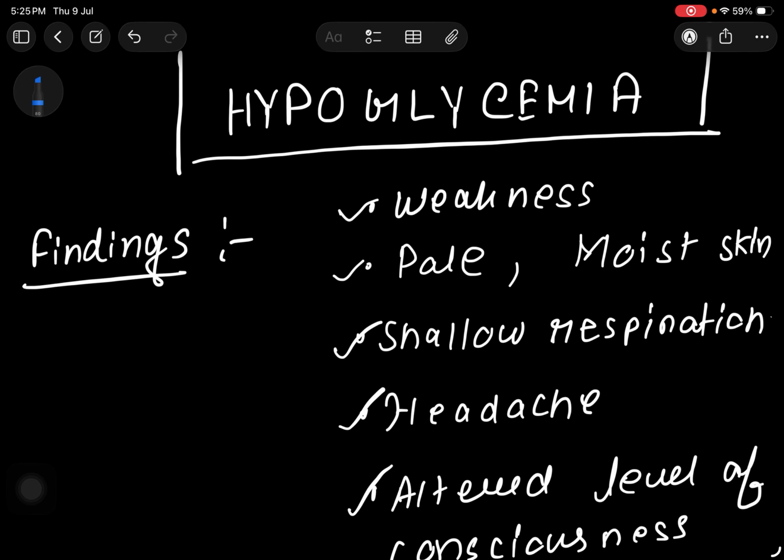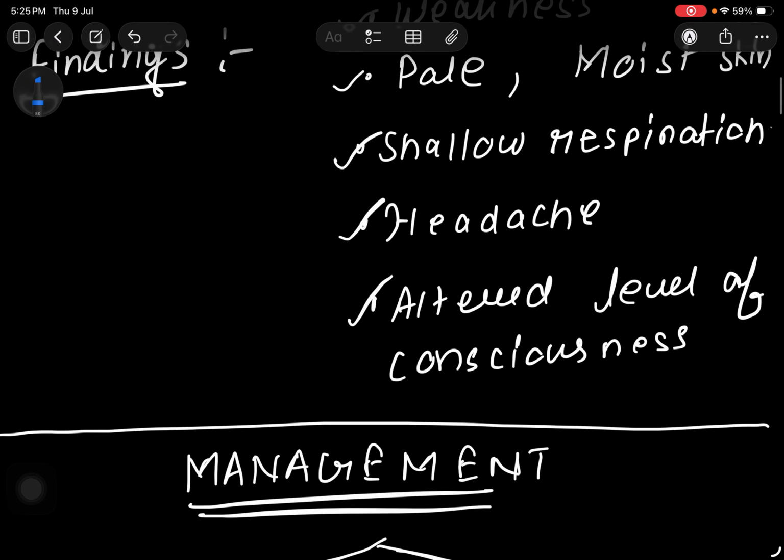Hey everyone, today's topic is hypoglycemia. So, in a hypoglycemic patient, what findings will we see? There will be weakness, pale and moist skin, shallow respiration, headache, and altered level of consciousness.